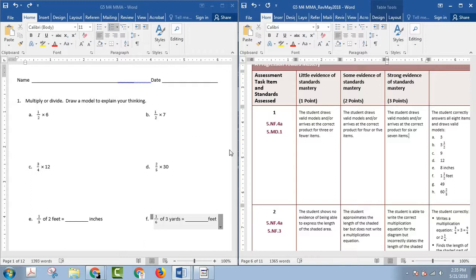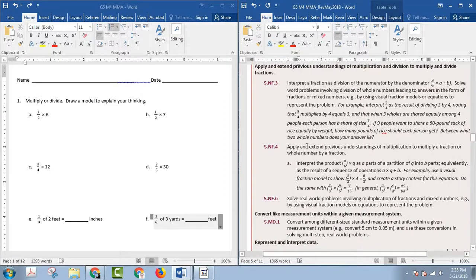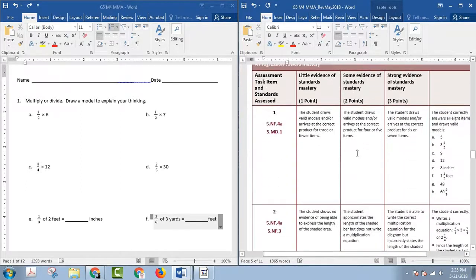So in this case, let's go back and look at the standards for a second. Apply and extend previous understandings of multiplication to multiply a fraction or whole number by a fraction. Okay. Student draws valid models and or arrives at the correct product for 6 or 7 items. I'm going to change this. Student draws valid models. Student explains their thinking appropriately through visual models and or words.